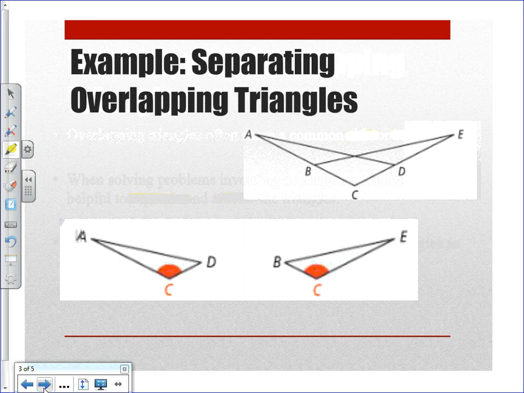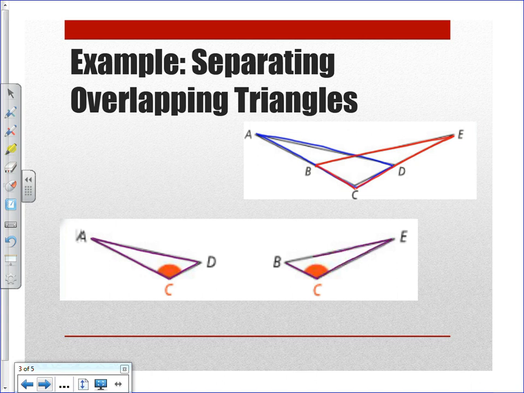So our first example is triangles ACD and BCE. Here is ACD, and it is overlapping with triangle BCE. Okay, first I need to figure out what they have in common. So as I've drawn over here for you, and you should draw on your notes, here's ACD, here's BCE. They do not share any sides. BC is not in both triangles, DC is not, etc.